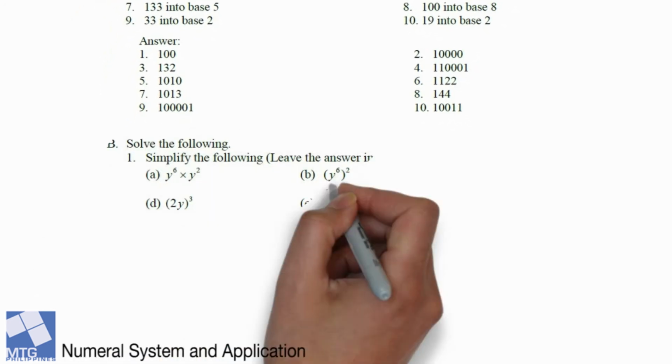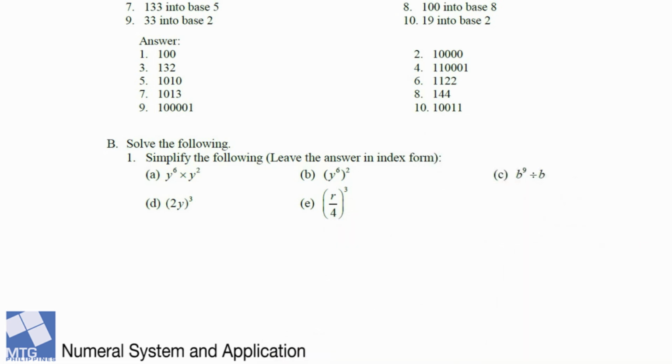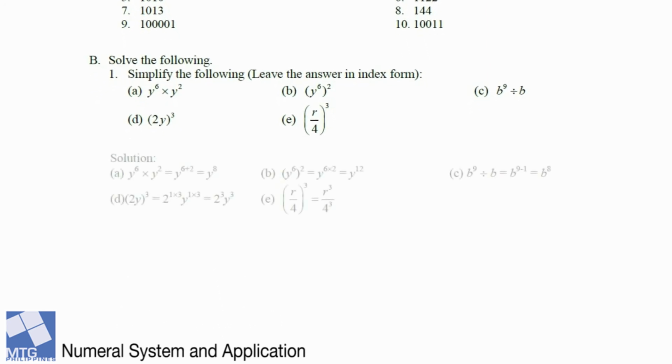Part B, number 1. Simplify the following. Leave the answer in index form. So for part A, we will have y raised to 6 times y raised to 2. If we are going to recall about the different rules, this part A will simply be the application of the product rule. We simply have to add the exponents. Thus, part A is equal to y raised to 8.